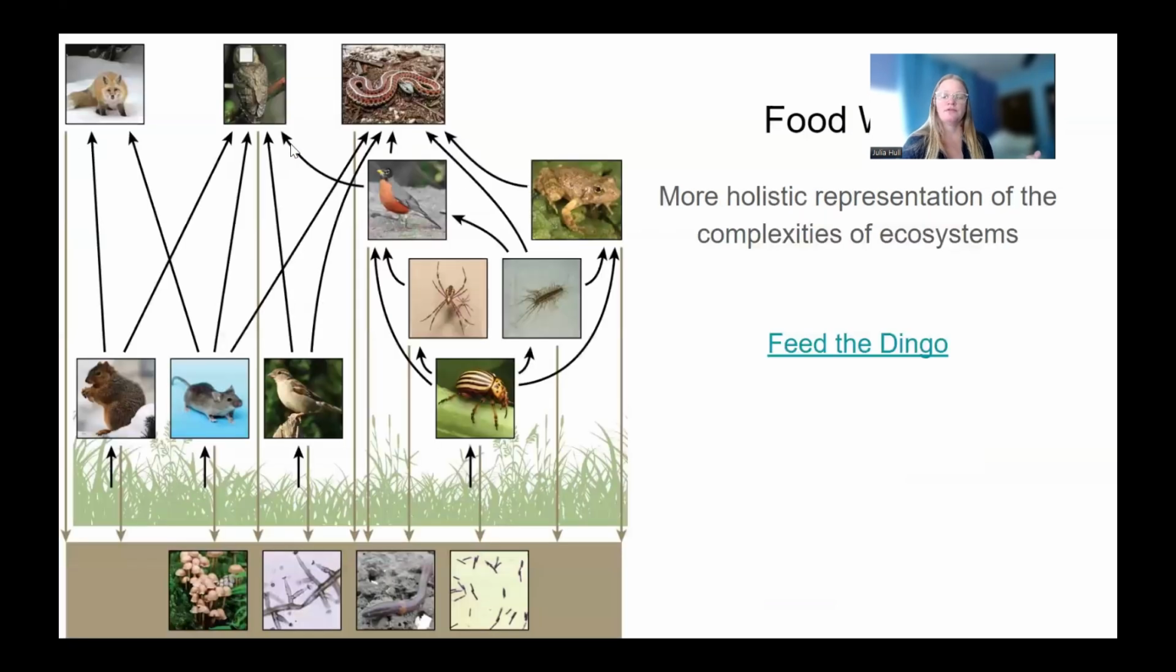Okay. Food webs are a more holistic representation of the complexities of an ecosystem. They're a little bit more complex, they're a little bit more involved, but you can see it's more reflective of reality. And we're going to explore this in this Feed the Dingo game.